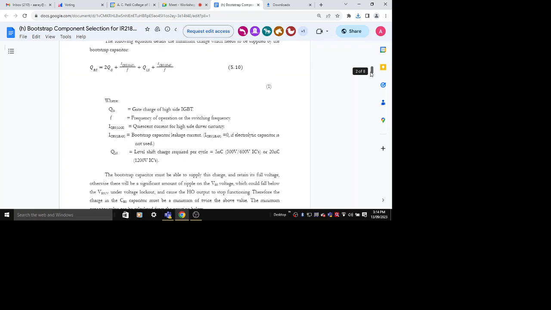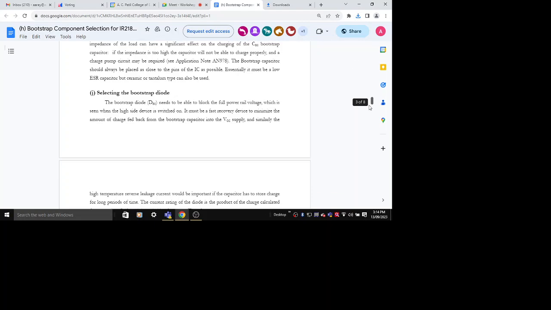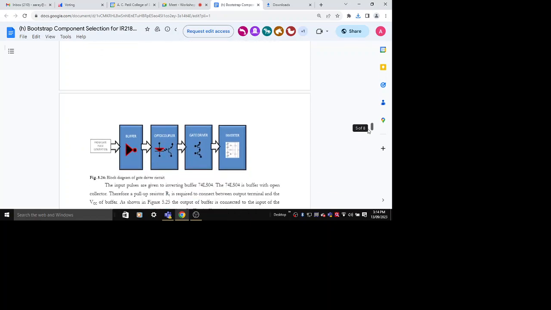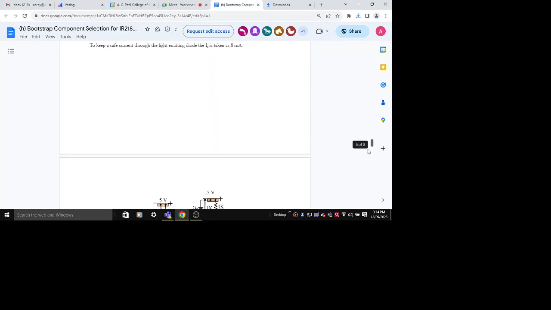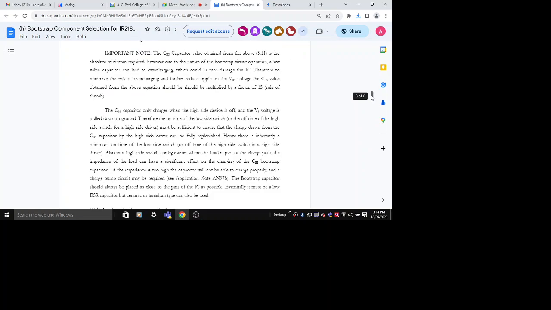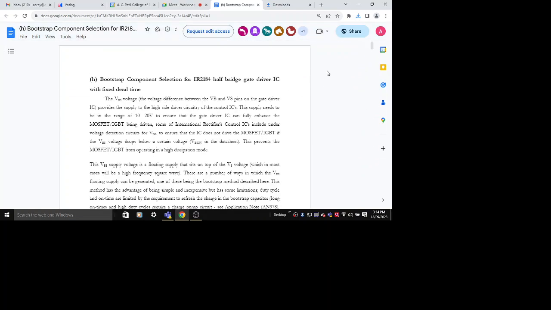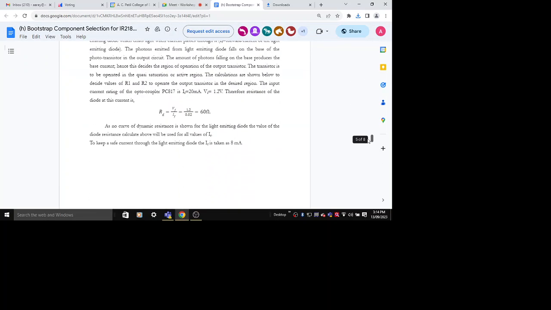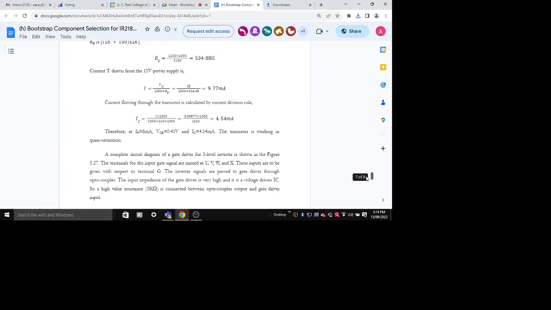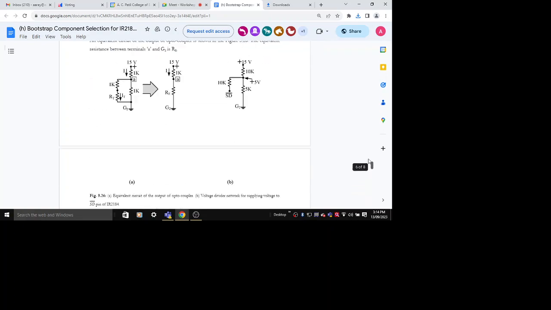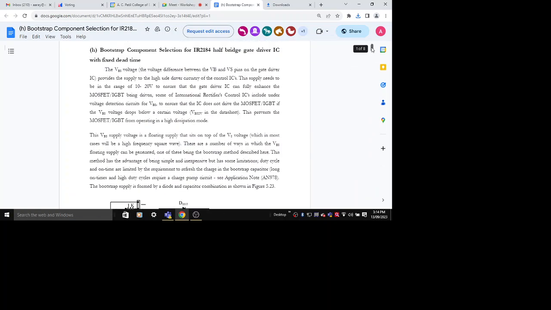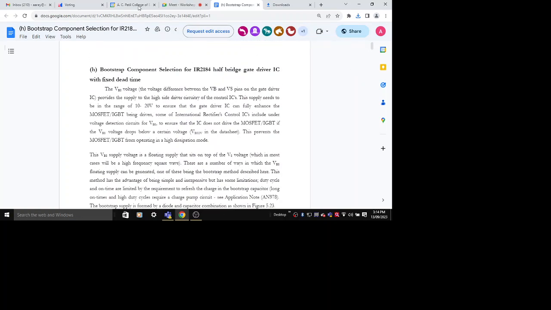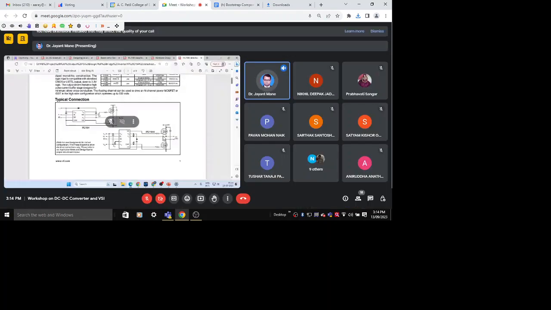So this IC is IR2184. How it can be connected, this 8 pin IC. So this is the bootstrap calculation. Calculate the value of this capacitor. Then gate resistances, as I told you, between 10 ohm to 20 ohm will do.